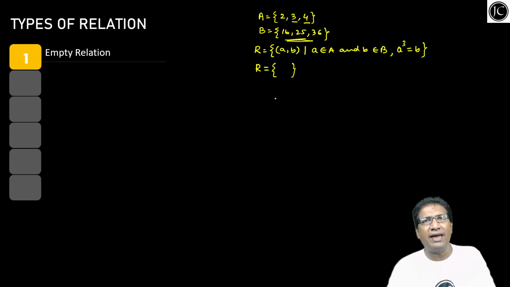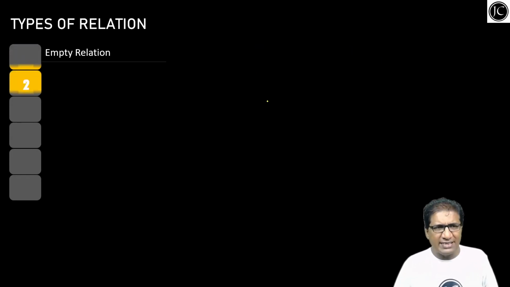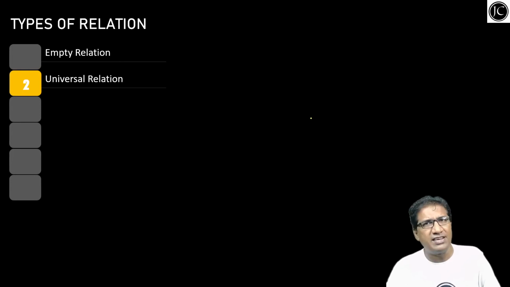इसको ही हम लोग बोलते हैं एम्प्टी रिलेशन. मतलब एम्प्टी रिलेशन क्या है? एम्प्टी रिलेशन इज अ रिलेशन वेयर देयर इज नो एलिमेंट प्रेजेंट इन दैट रिलेशन. इज इट क्लियर? ओके. Now let us come for universal relation.